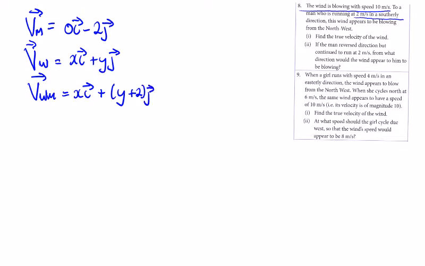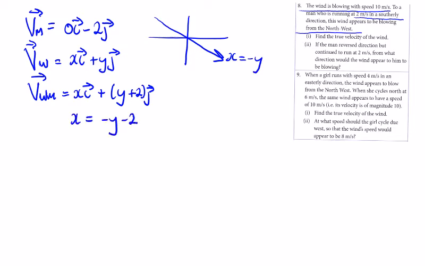And we can say that it appears to be blowing from the northwest, so x is equal to minus y. So x is equal to minus y minus 2. We also know that the speed of the wind is 10. So we can say that the square root of x squared plus y squared is equal to 10. So x squared plus y squared is equal to 100.